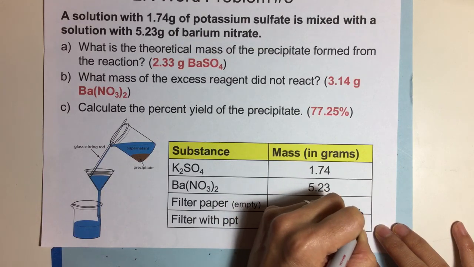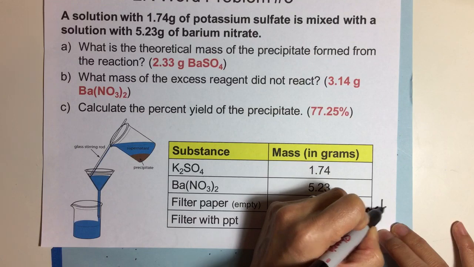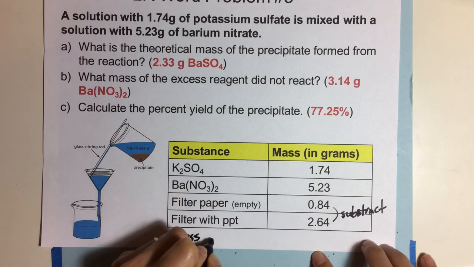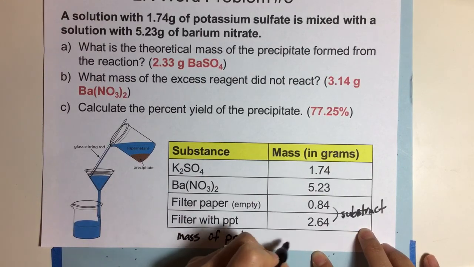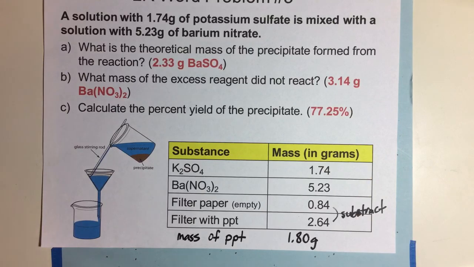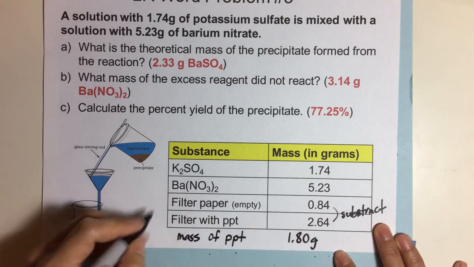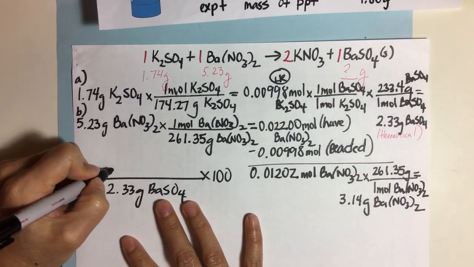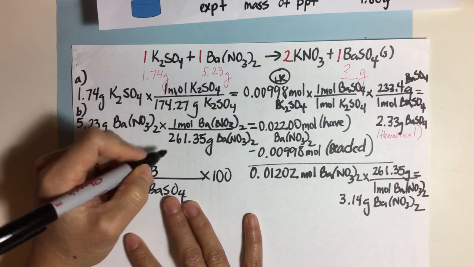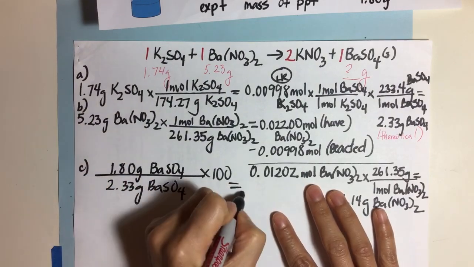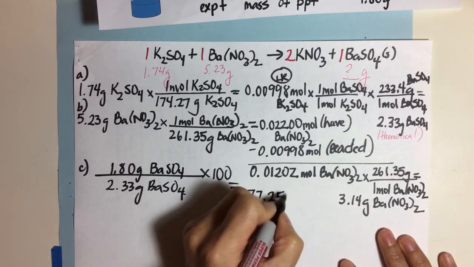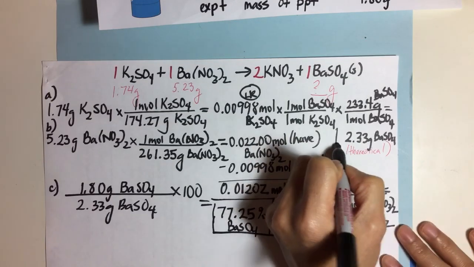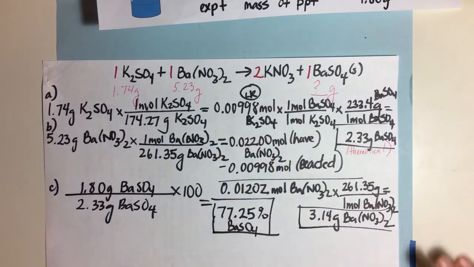So subtracting those two values, you then get the mass of your precipitate. So when I subtract those two values from each other, my mass of my precipitate ends up being 1.80 grams. So this is what is called your experimental mass, okay? And to do your percent yield, you just take your experimental over your theoretical of the precipitate, and you'll see that it's 77.25% of my barium sulfate. Again, I'd like to box these answers out at the end just to make sure that these are where the answers are, okay?